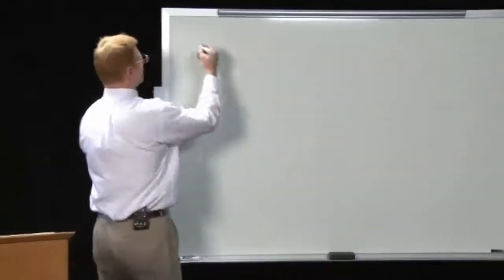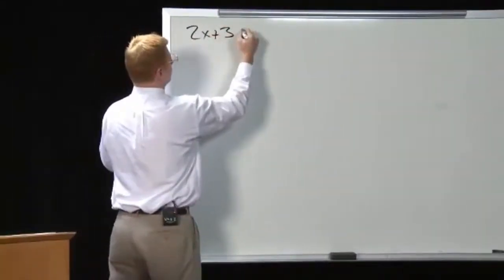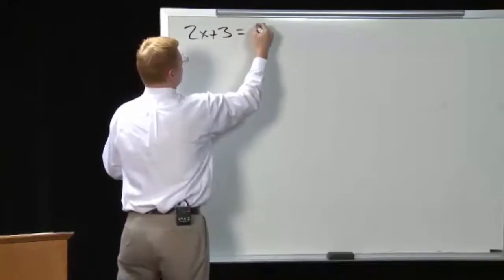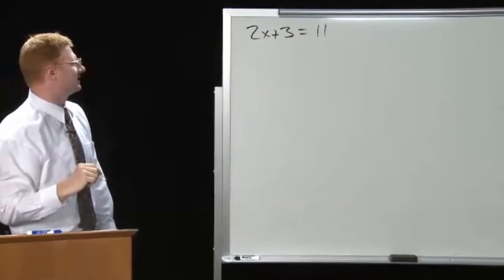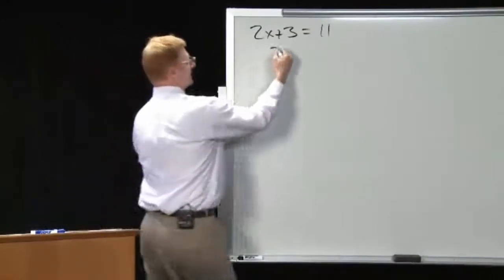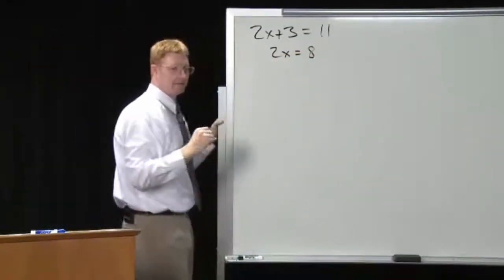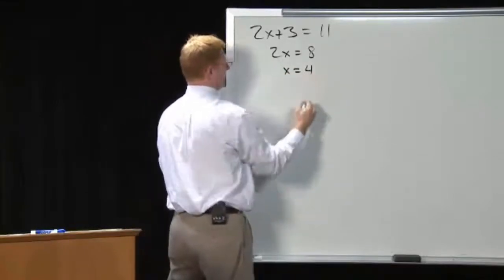Okay, you have been able to solve something like this now for a while. 2x plus 3 equals 11. If you remember going through and solving it, you're like, I could do that. Subtract 3 from both sides, and divide by 2. x equals 4.